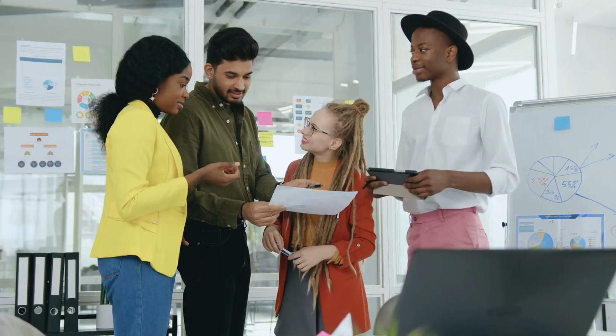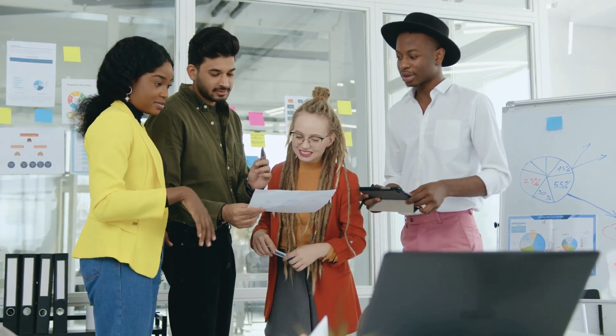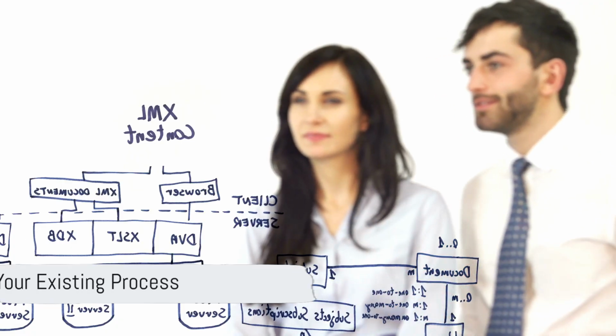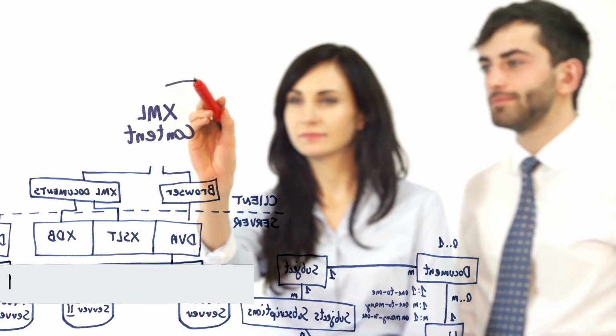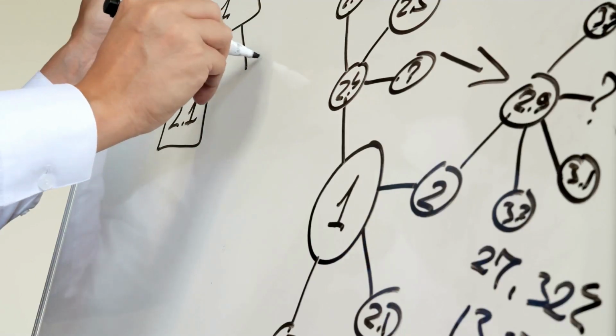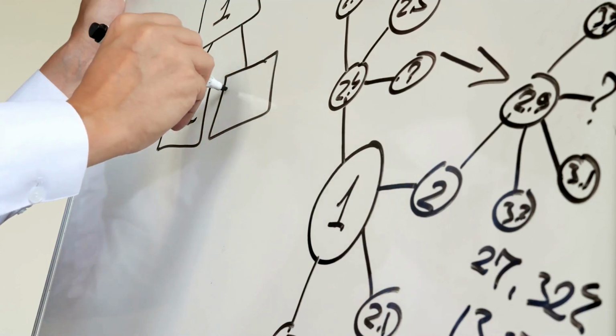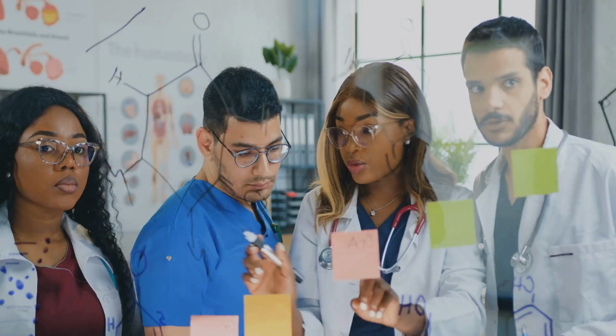Getting started with Kanban doesn't require a major overhaul. It starts small and grows organically. Here's how. Map your existing process. Gather your team and outline how work currently moves from start to finish. Be honest, it's okay if it's messy.